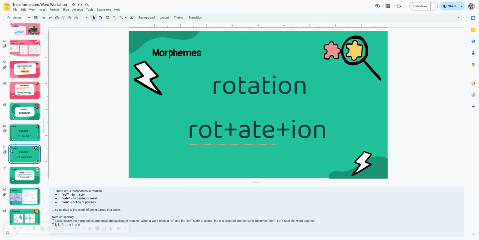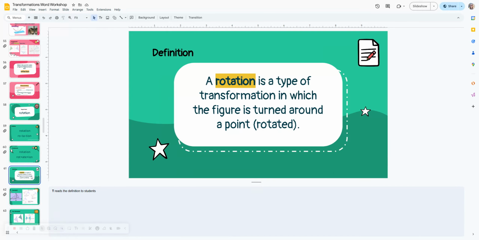You'll notice that there's a little bit of a spelling rule here when we have the suffix ion and it comes at the end of a word that ends with e, which is the case for rotate. Rotate plus ion. The e gets dropped off and it becomes tion instead. So just in case you're curious.